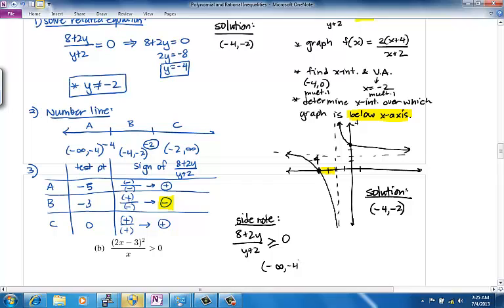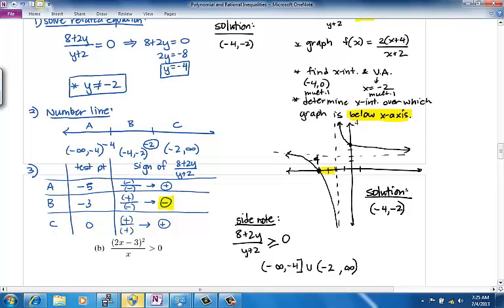but we would include a square bracket on the -4, because that was a place where the original inequality was equal to 0. And then we'd also want interval C, because that was a positive interval. But on interval C, we would not include -2, because at that point the expression is undefined, not equal to 0. And from the graph, we see that same thing.